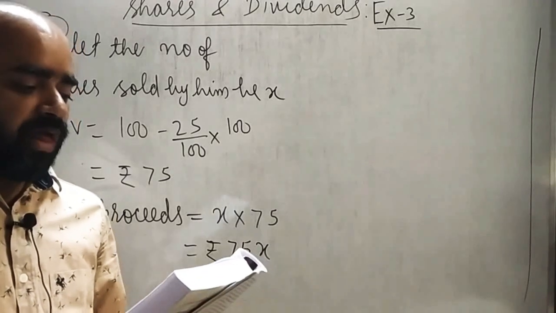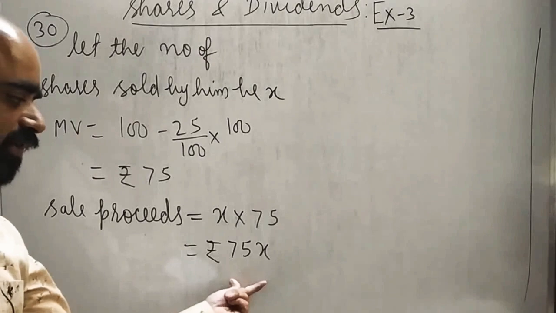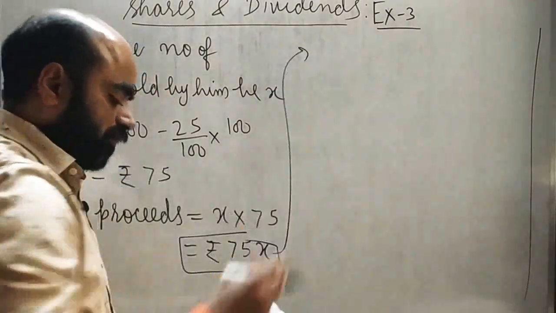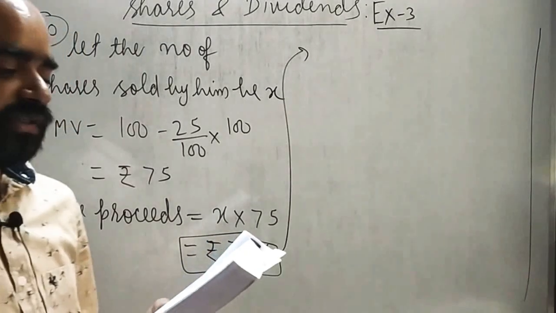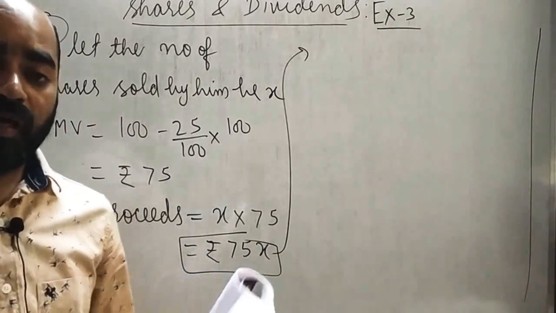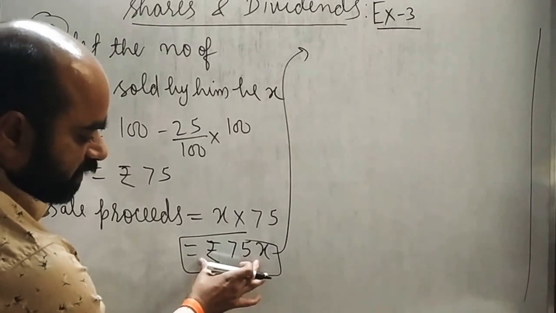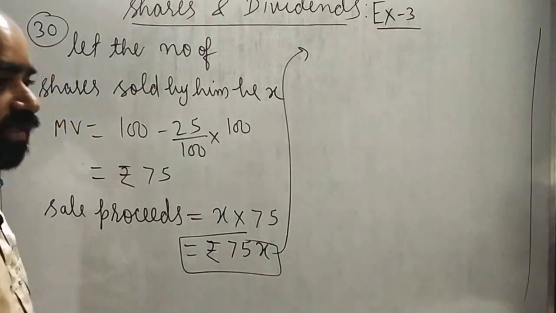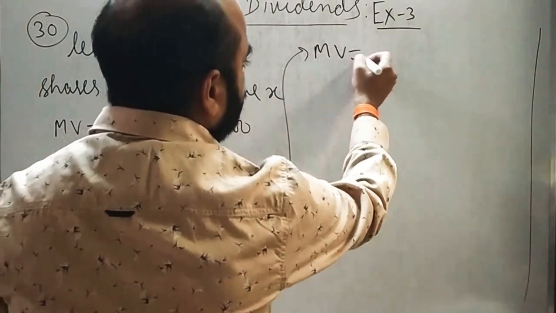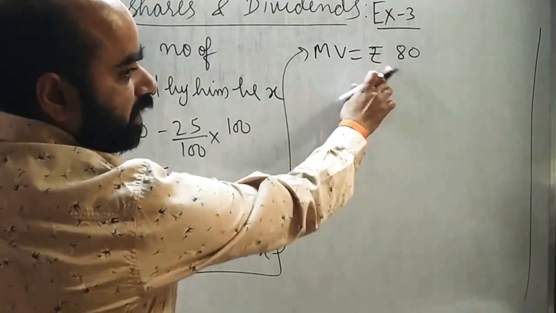Next, and invested the proceeds. Now he has this amount, 75X, and he is going to invest it in a new kind of share. Which kind? Rupees 100 shares paying 16% dividend quoted at rupees 80. It means the shares have market value rupees 80 for each share.